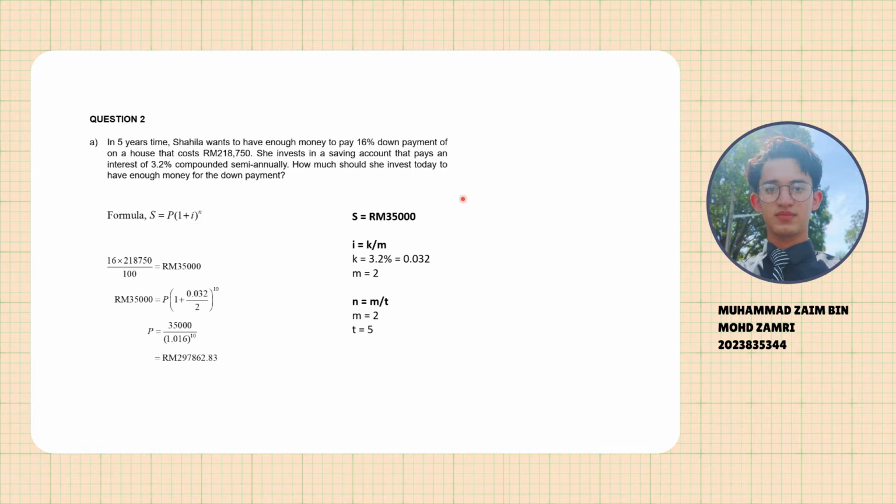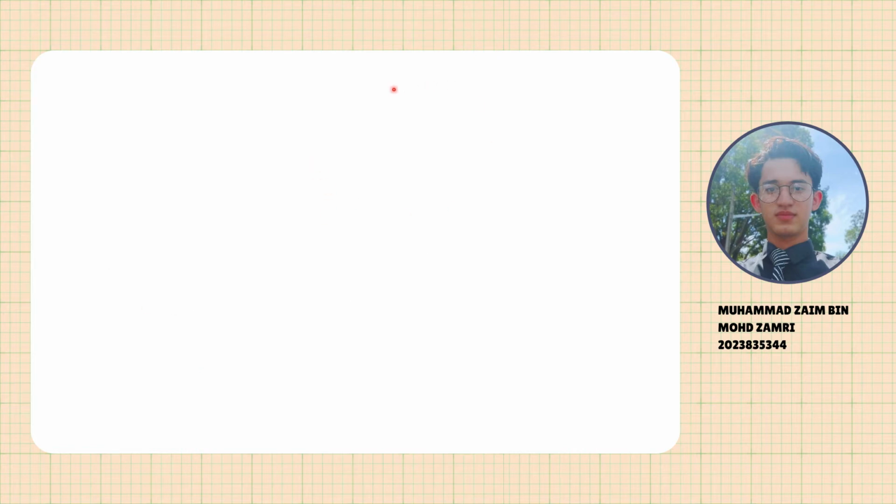So use the information that we obtained and substitute into the formula of compound interest. So 35,000 equals P open bracket 1 plus 0.032 divided by 2 close bracket to the power 10. So P equals 35,000 divided by open bracket 1.016 close bracket to the power 10. So the answer is RM29,862.83, which is the amount of money that she should be investing in her savings account. So let's jump to our next question.